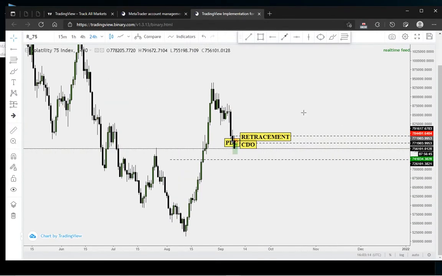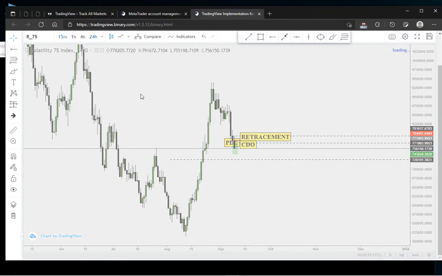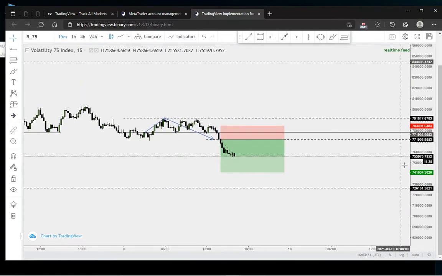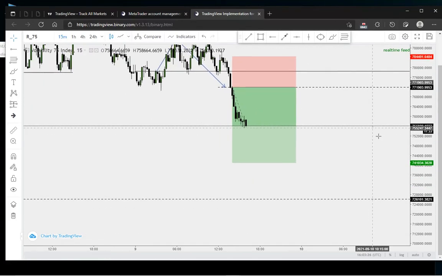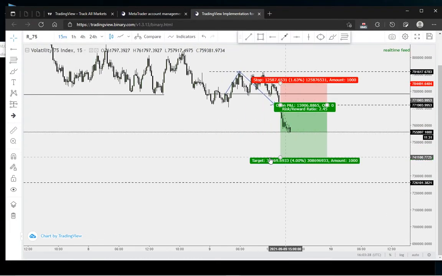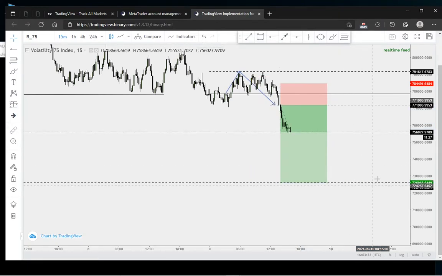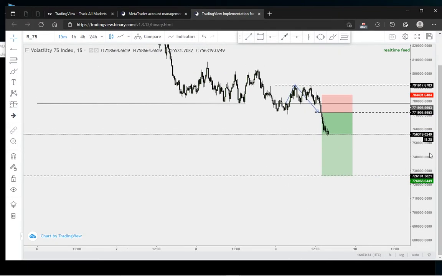So let's go into my 15 minutes and let me show you the take profit of the market. So actually this is it. This is my TP, the 50%. After that, I'll just hop out of this trade. Then I'll wait for the next day candle and see how the prices are going.